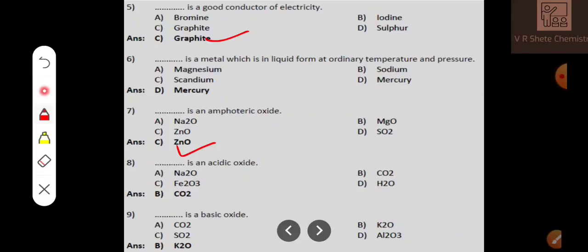Next, question 8: carbon dioxide is an acidic oxide and potassium oxide is a basic oxide. When an acidic oxide reacts with water, it forms an acid. When a basic oxide reacts with water, it forms a base. So this one is acidic and this one is basic in nature.